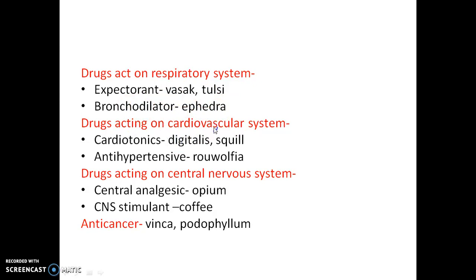Drugs acting on the cardiovascular system: cardiotonics strengthen the heart muscle and help the pumping action of the heart, enhancing the force of contraction of the heart muscle. Examples are digitalis, squill. Antihypertensives manage hypertension; an example is Rauwolfia. Drugs acting on the central nervous system: central analgesic is opium. CNS stimulant is coffee. Now come to another category, anti-cancer or anti-tumor drugs. Examples are Vinca, Podophyllum.